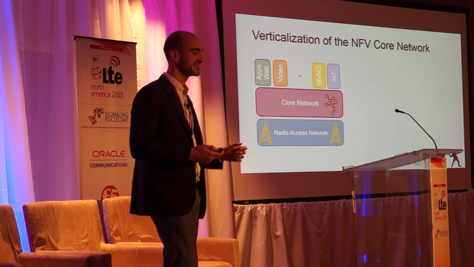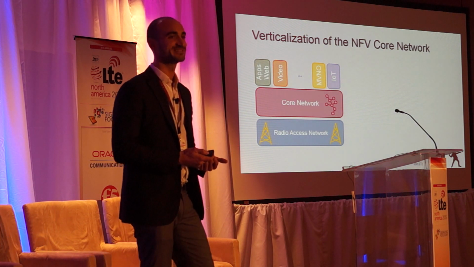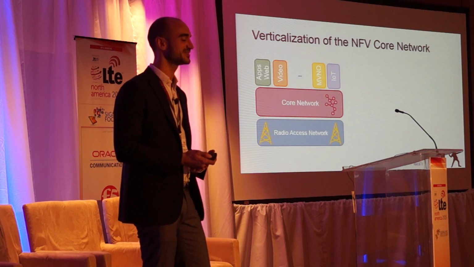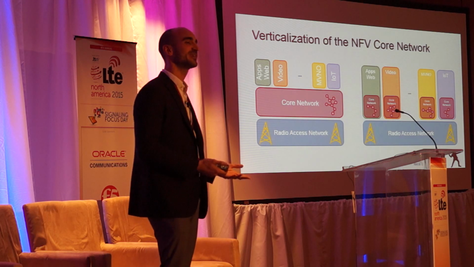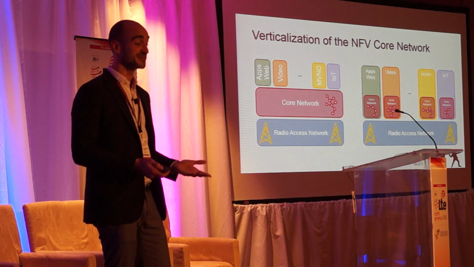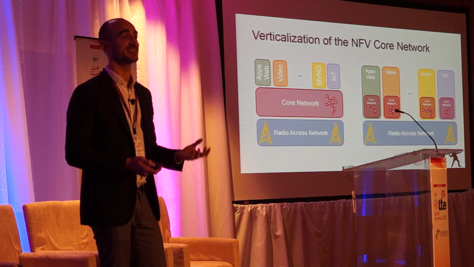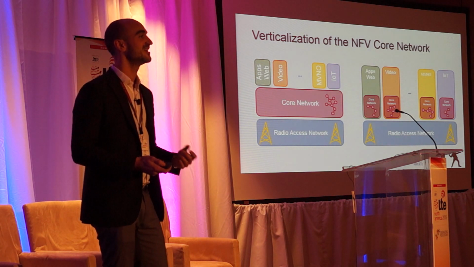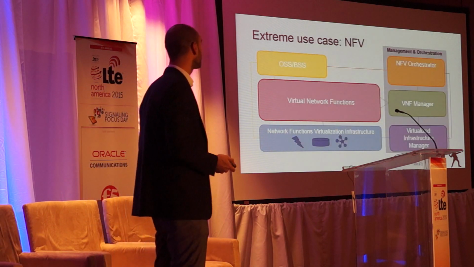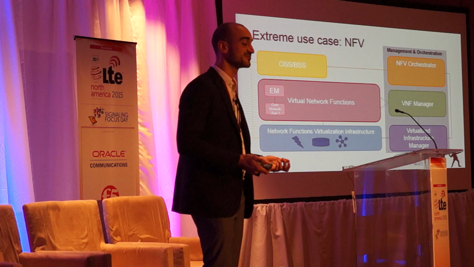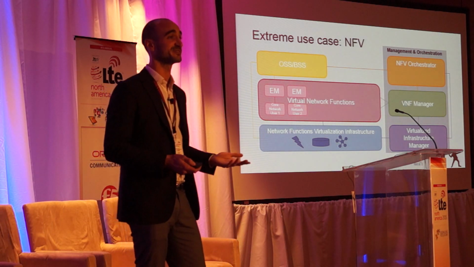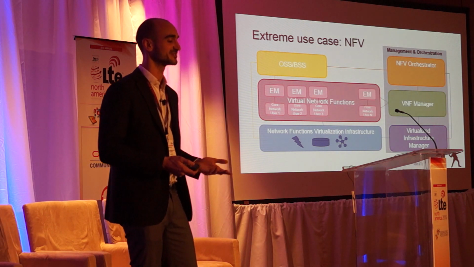So I call it verticalization of the NFV core network, but it's now called slicing, and we had it like that in the Ericsson presentation, and it means you can have core networks for different applications, or in the extreme use case, because I want to take these to the extremes to see how does NFV affect signaling, what we can have is a core network for each subscriber, because we can have really small core networks, and that was mentioned also by Ericsson. That would be one of the extreme use cases.